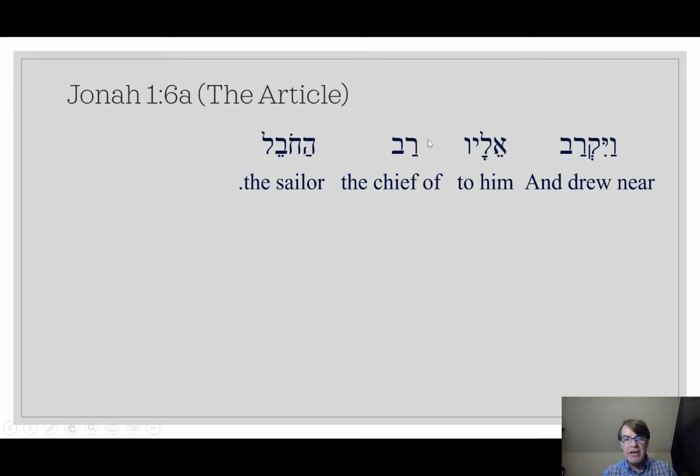And do you remember what kind of a construction it is when it's rav ha-kovel? It's something of something. That's called a construct chain. And so rav is in the construct state. How do I know? Well, the main reason I know is because it has a short vowel, that patach. Normally, when you have a one-syllable word that's accented, it would be long. Accented syllables tend to be long. But here, it's in a construct chain. It goes together with the word that comes after it.